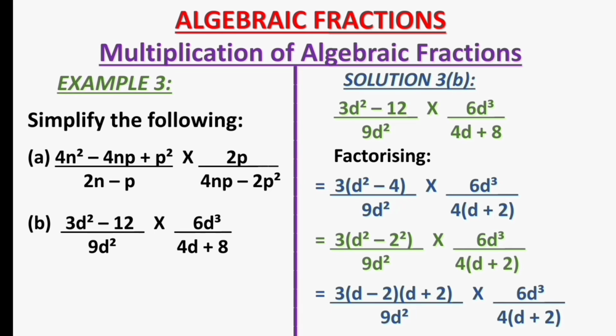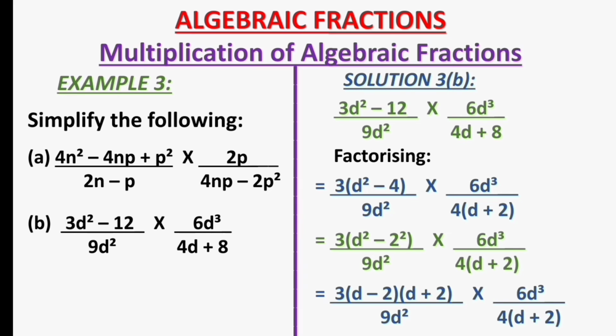When you look closely, the numerator of the first fraction, which is d² − 4, is actually a difference of 2 squares, which can be written as d² − 2². When you further factorize this, we are going to have 3(d − 2)(d + 2) divided by 9d² times 6d³ divided by 4(d + 2). At this point, when you divide the numerator and denominator by the common factors, what will be your answer to example 3b?